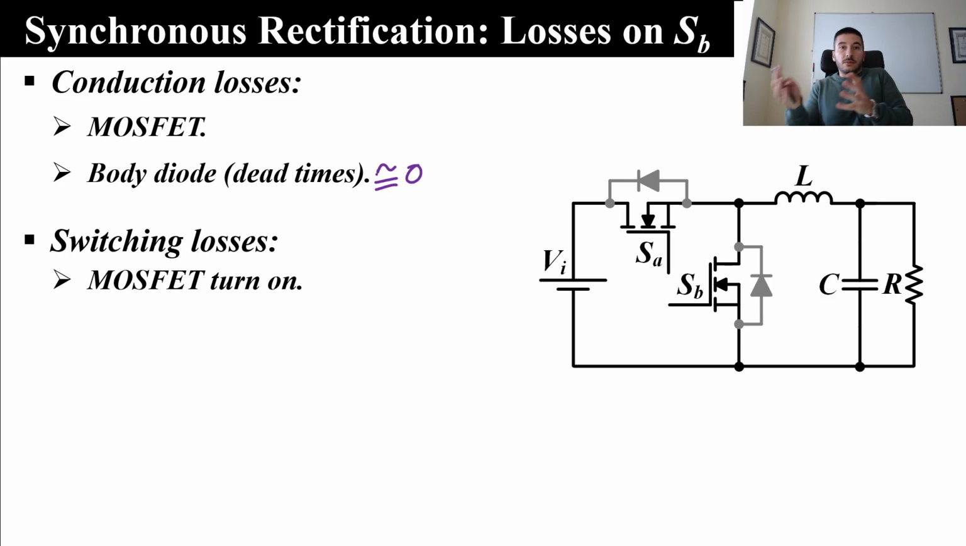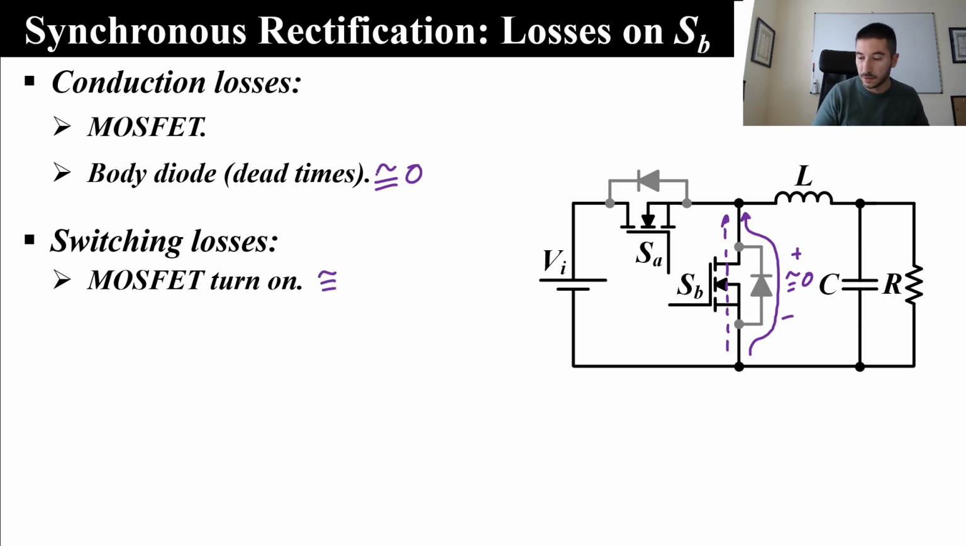Well, one part will be the turn-on process of the MOSFET. Before we turn on the MOSFET SV, the current was flowing through the body diode, and in that situation, the voltage across that body diode was more or less zero. So when we turn on the MOSFET, the voltage across it was already zero. So we don't have voltage and current at the same time. We will consider that during the MOSFET turn on, in the case of SV, power losses are negligible.